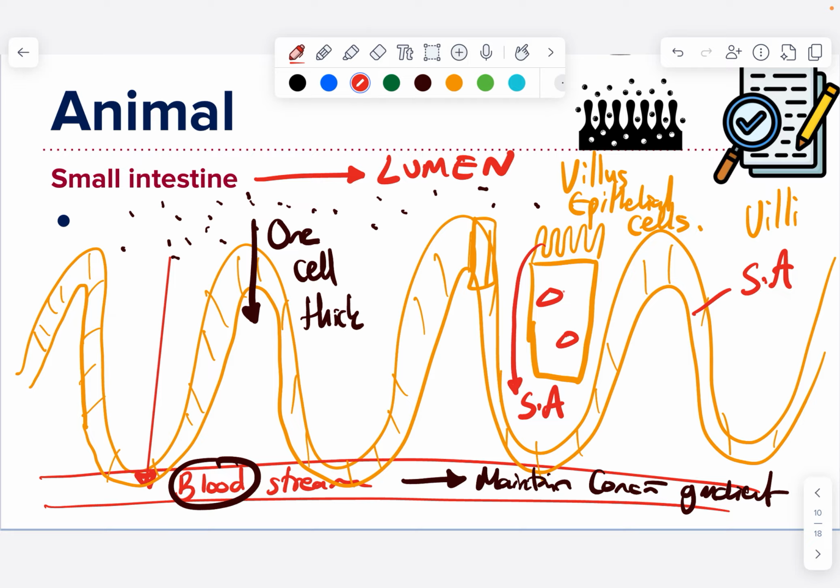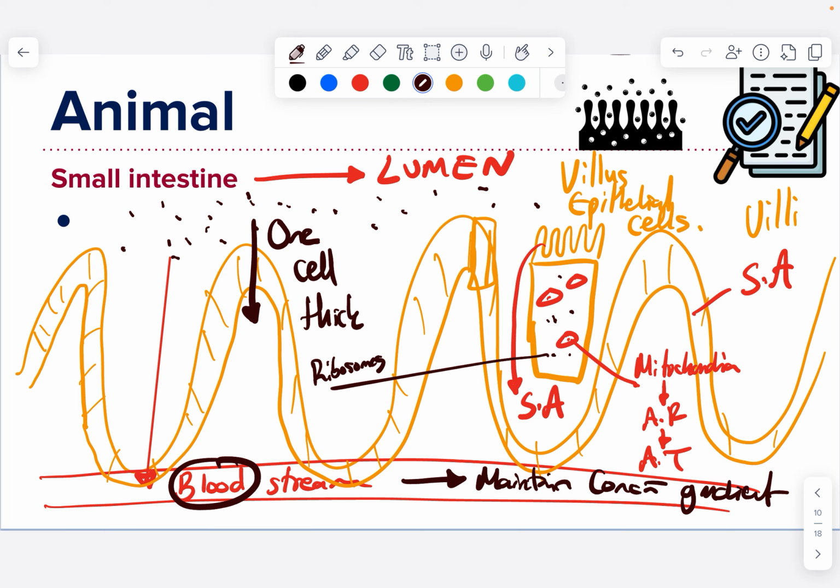And then inside, I have these organelles. The main organelle we're talking about is the mitochondria, for aerobic respiration, to release energy, for active transport, to move things against the concentration gradient. And finally, these epithelial cells also have lots of ribosomes, where protein synthesis occurs to produce enzymes and carrier proteins. So if it was a 6-mark question, those are the things we should be mentioning.